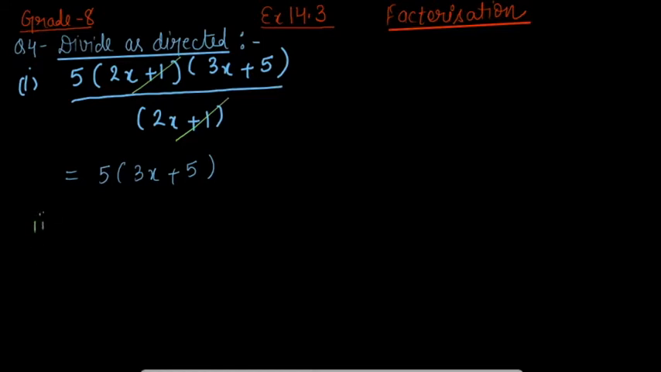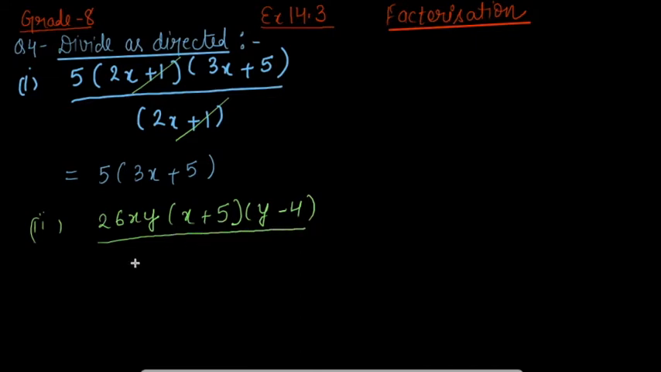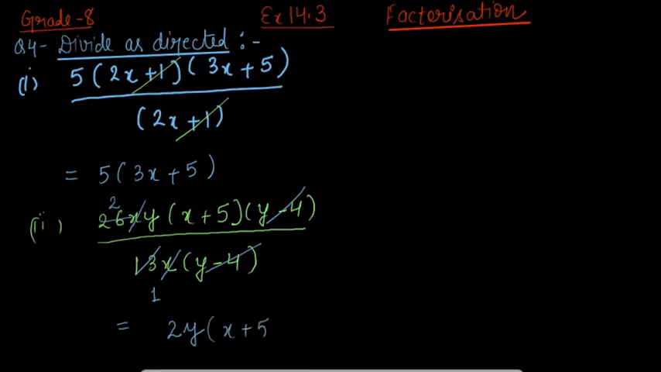Now let's see the second part of the question, which is 26xy into x plus 5 into y minus 4. We are having all the terms in the numerator in the product, and this has to be divided with 13x into y minus 4, right? Again, what can we do? This y minus 4 can be cancelled with this. X can be cancelled here, and we know 13 ones is 13 and 13 twos gives you 26. So what will be my answer? 2 and y from here, and this bracket which is x plus 5. Okay, so this was again a simple one.